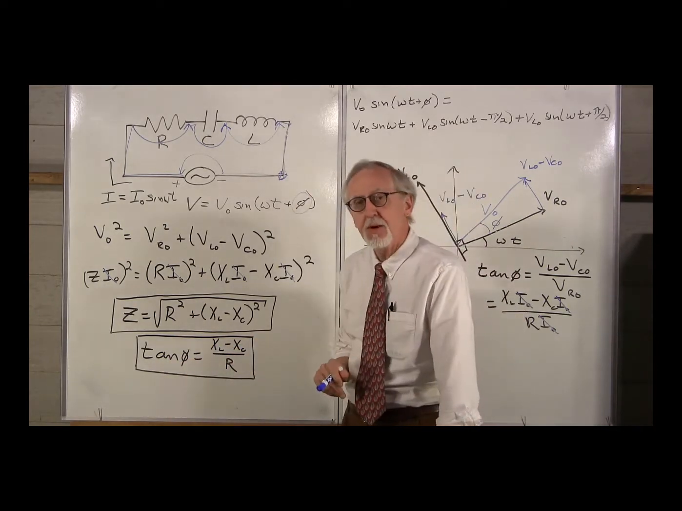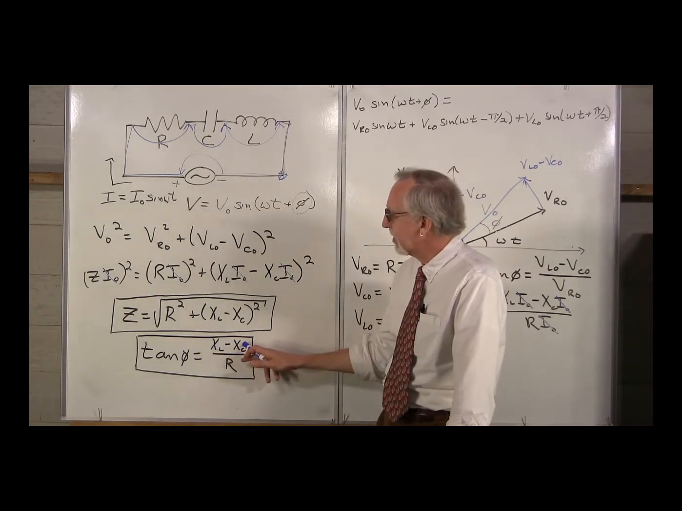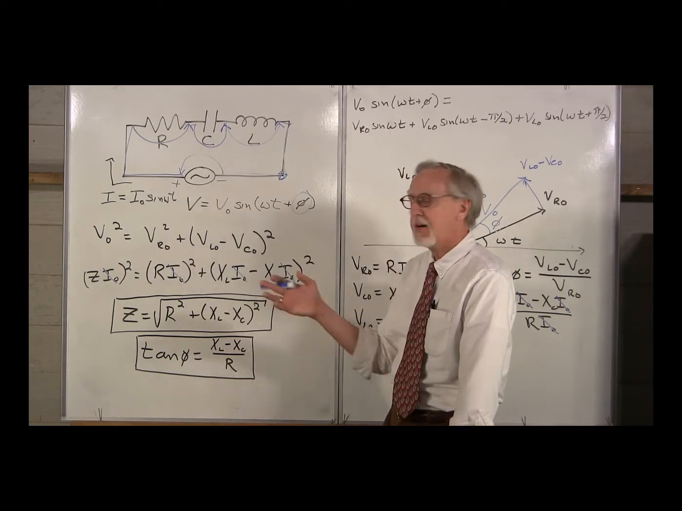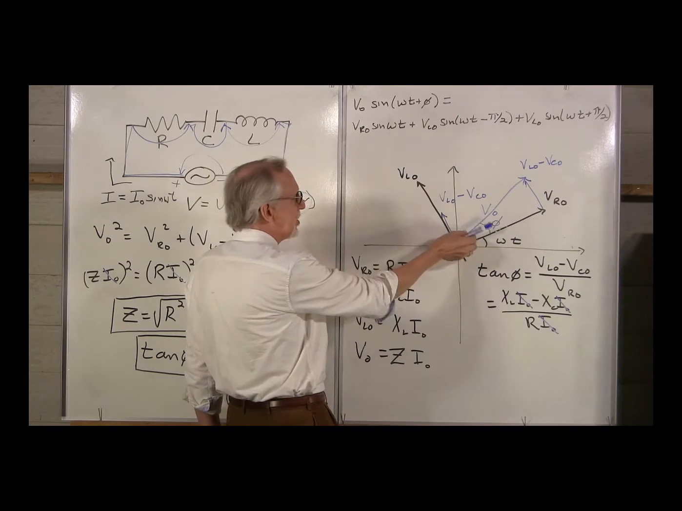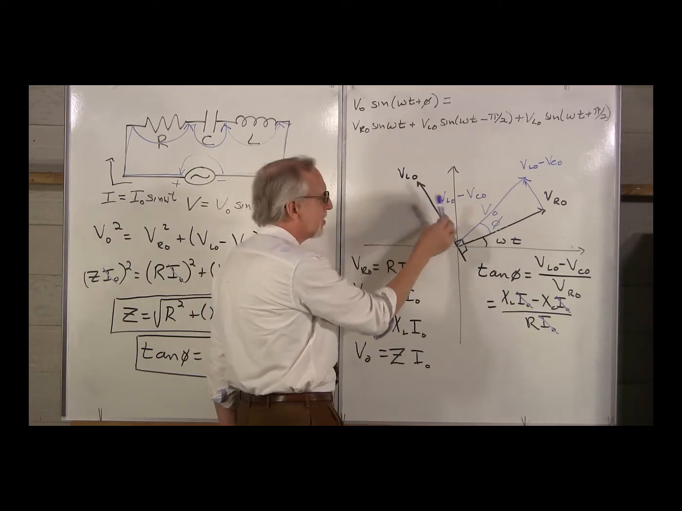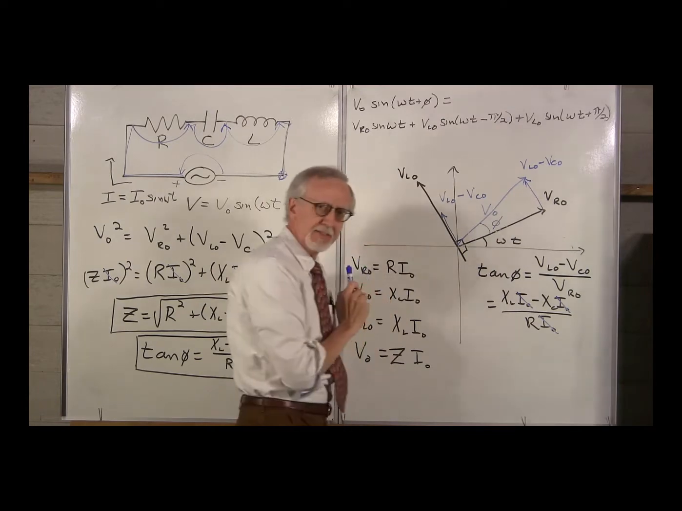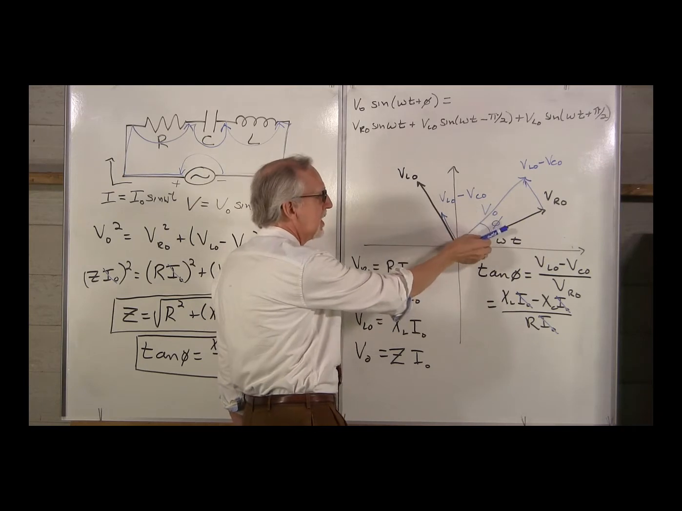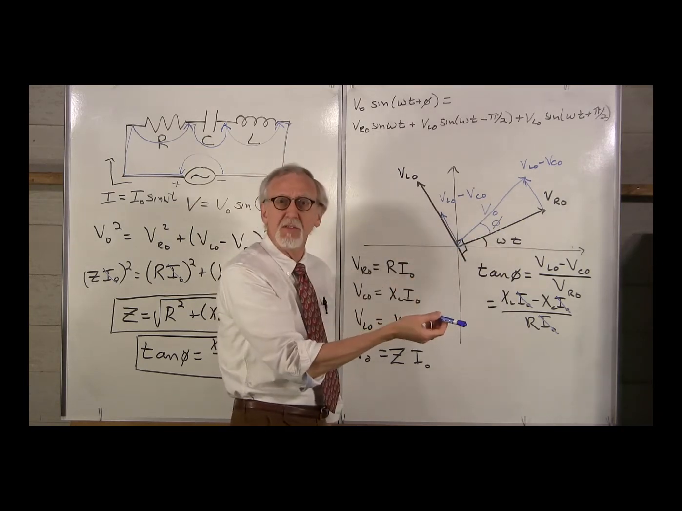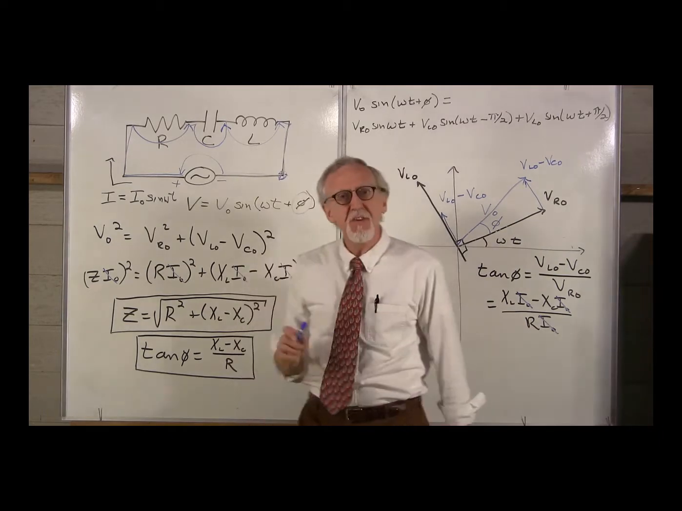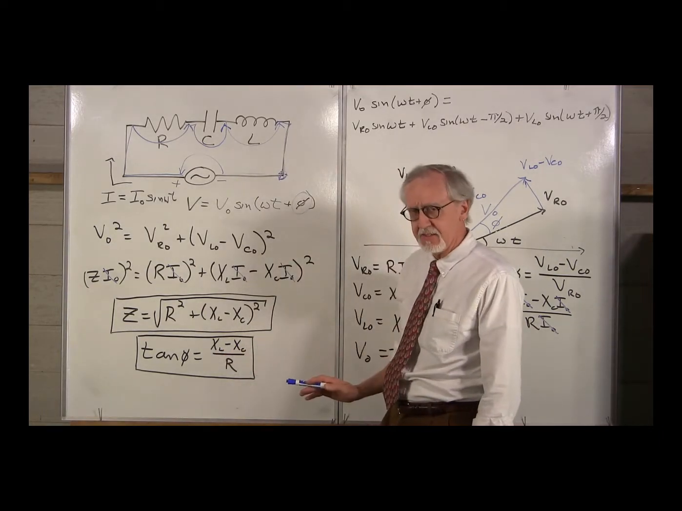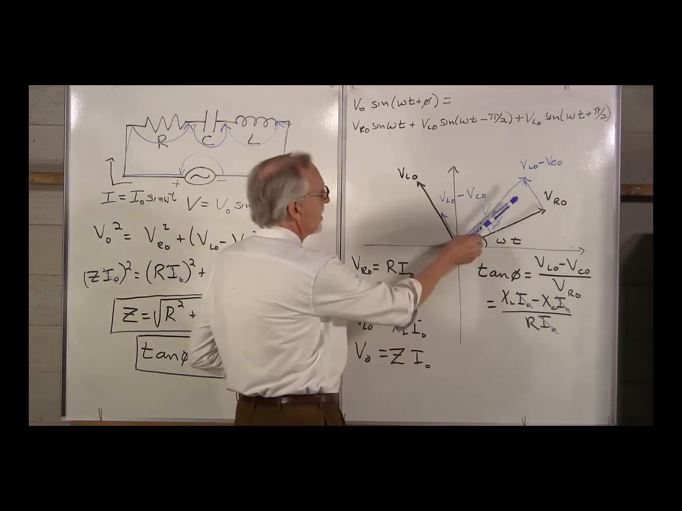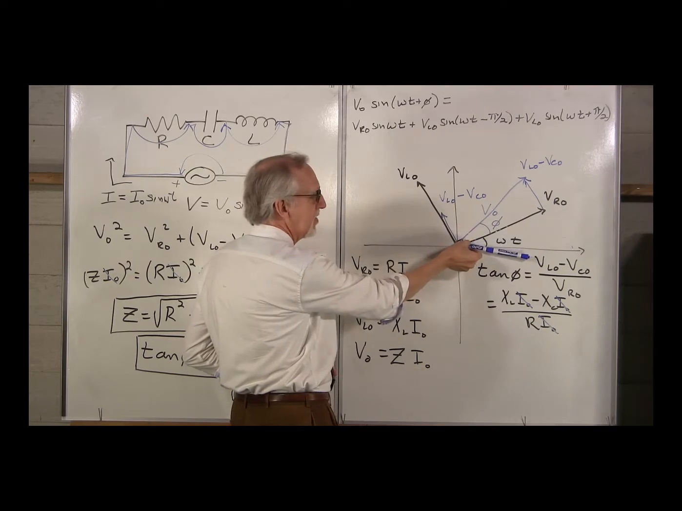Let me just get back to a point I made before. If XL is larger than XC, this will be a positive number, and phi will be a positive angle. Essentially, the voltage across the inductor would be larger than, and I had to erase part of that, sorry, the voltage across the capacitor, and the voltage would lead the voltage across the resistor, in other words, the current. However, if XL is less than XC, this would be negative, and phi would be negative, and the voltage across the power supply would lag the current.